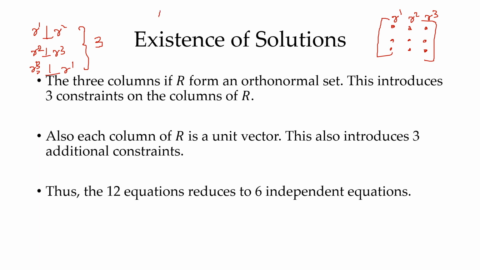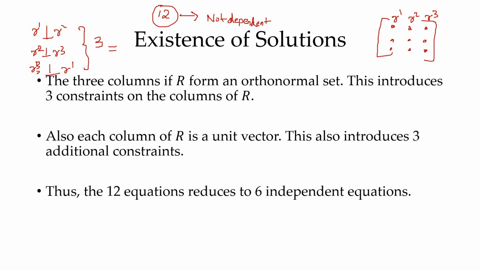Think about it. We have 12 simultaneous equations, but these 12 simultaneous equations are not independent equations. Some equations are dependent on each other. So we are trying to find how many independent equations there are. While analyzing the rotation matrix, we can see that because these three columns are mutually perpendicular to each other, there are three constraints included there.